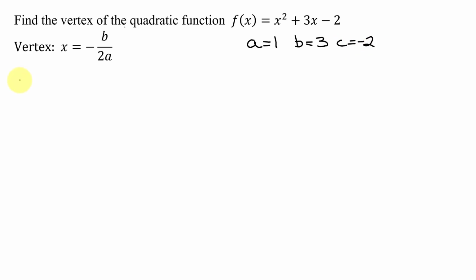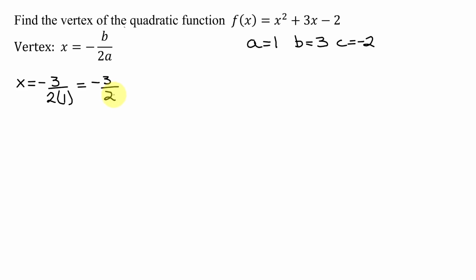Now, plugging these numbers into the formula, x equals negative b, which is 3, all divided by 2 times a, so it's 2 times a, which is 1. So the x value of the vertex is negative 3 divided by 2 times 1, which is negative 3/2. And yes, don't panic, your answer can be a fraction.